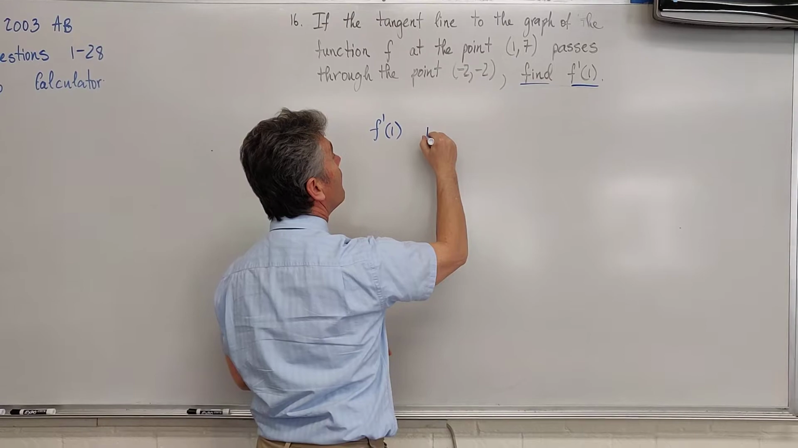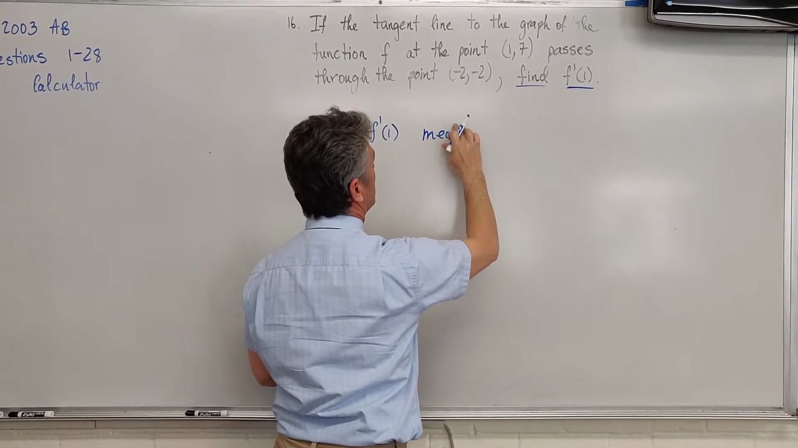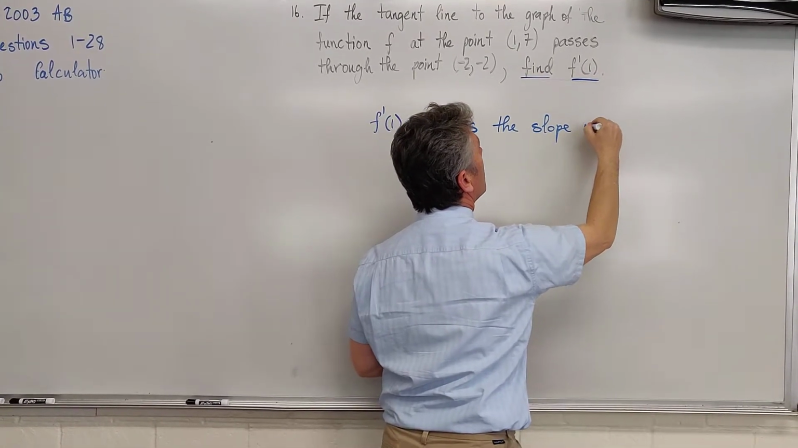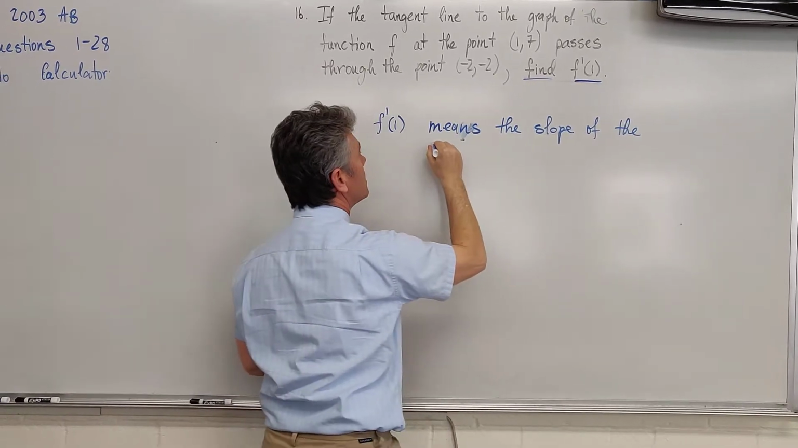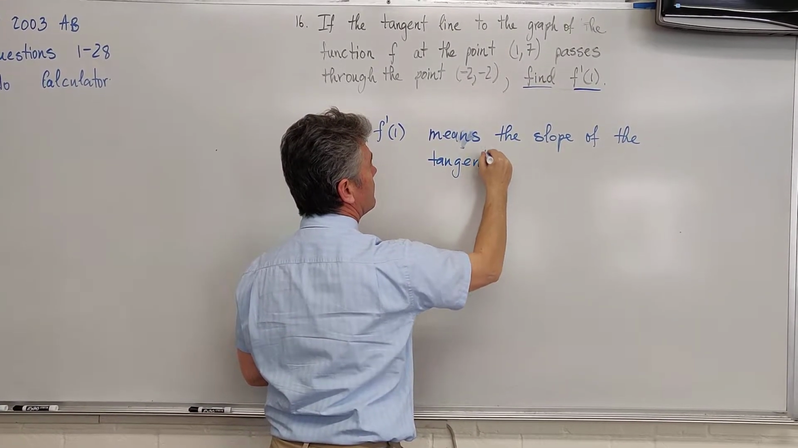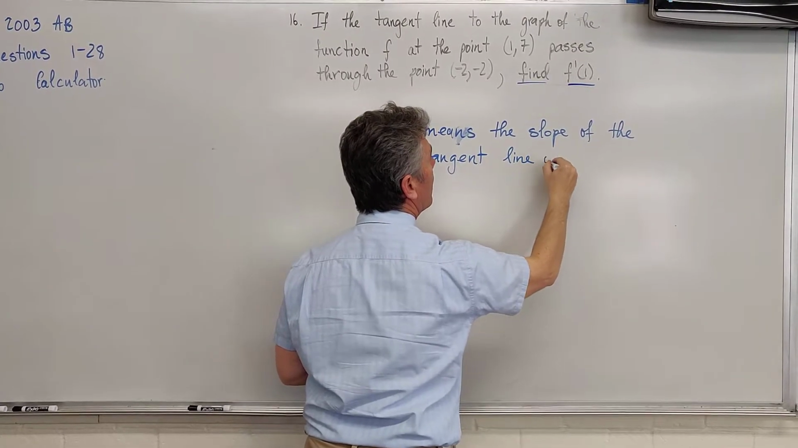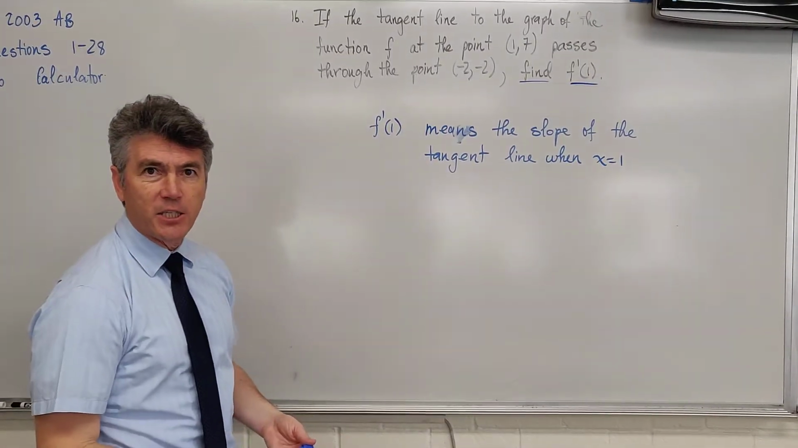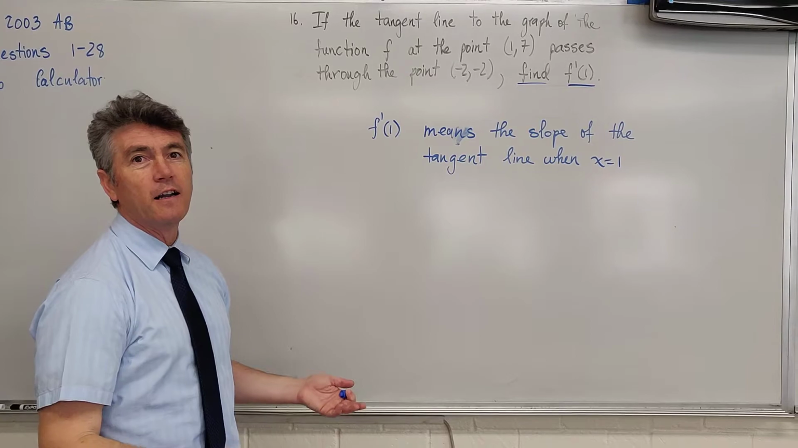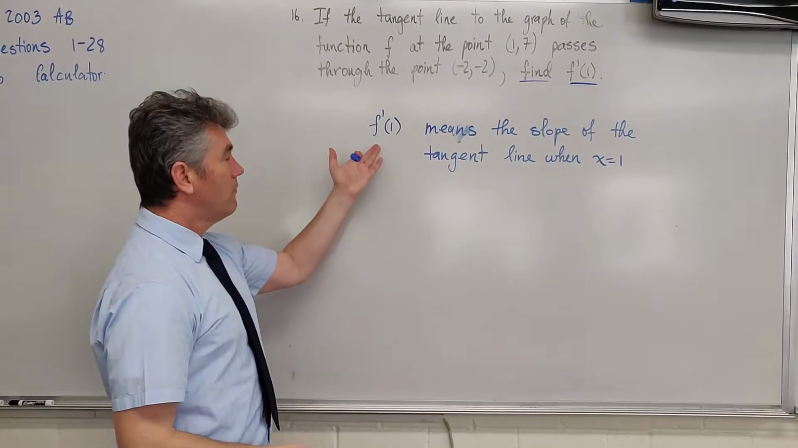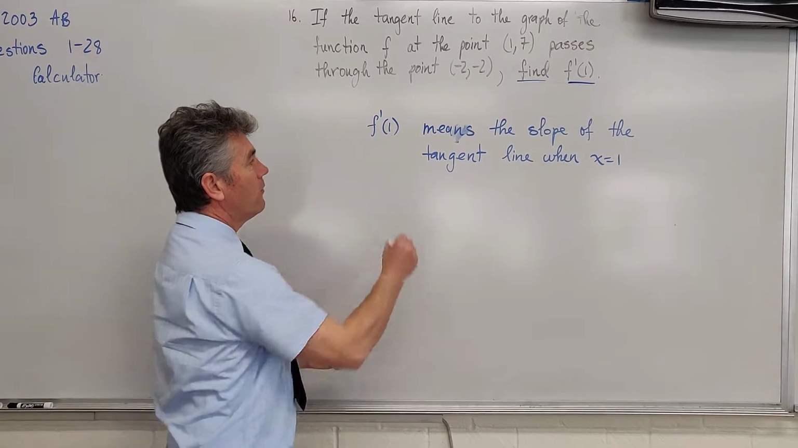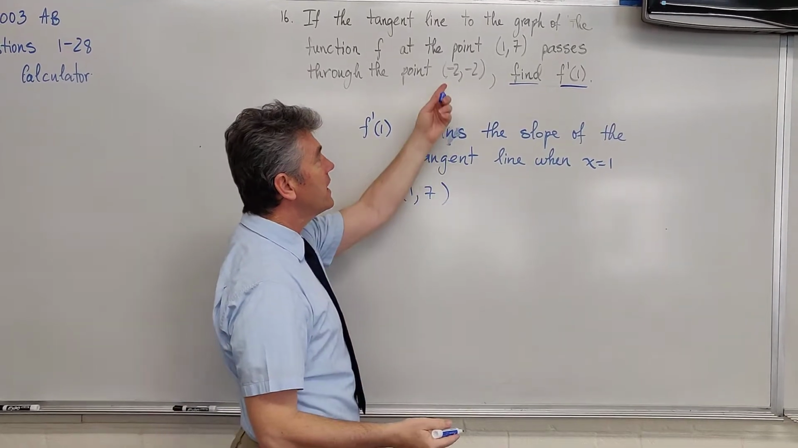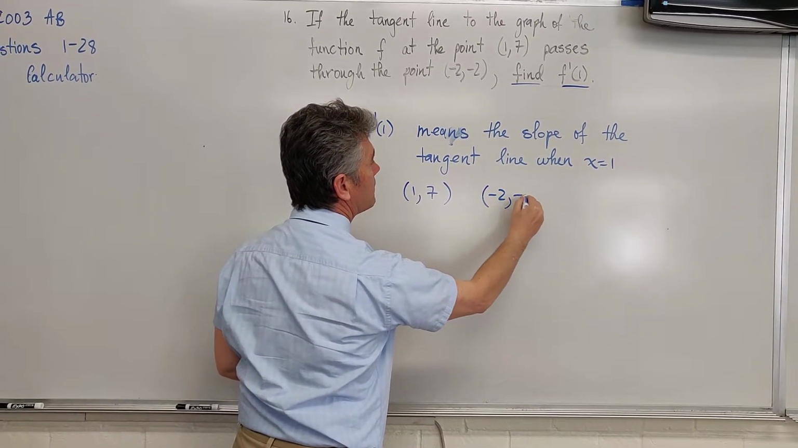F prime of 1 means the slope of the tangent line when x equals 1. So basically, what's this question asking you to do? To find the slope of a line when the x-coordinate of the point is 1. Well, we have a point (1, 7), and to find the slope of the line, you need 2 points, and a second point is given to us as well, (-2, -2).